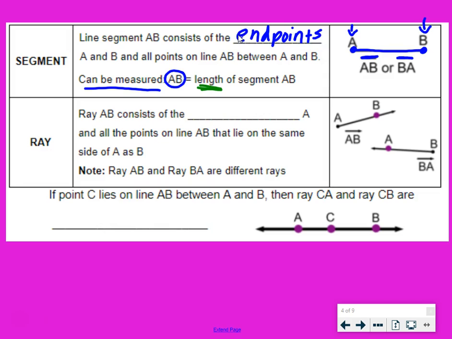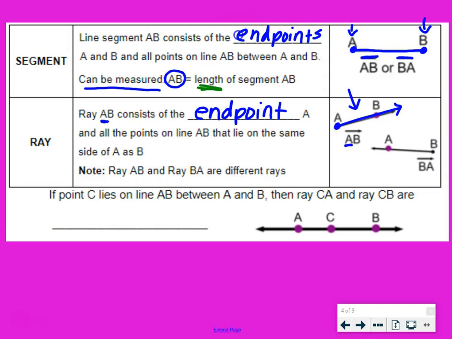Ray AB consists of the endpoint A. So that first letter is the endpoint, and all the points on line AB that lie on the same side of A as B. So if we look at this image over here, it makes more sense. We have ray AB, where A is your endpoint, and then the other piece is a line that extends indefinitely. So it's like half of a line and half of a segment put together.